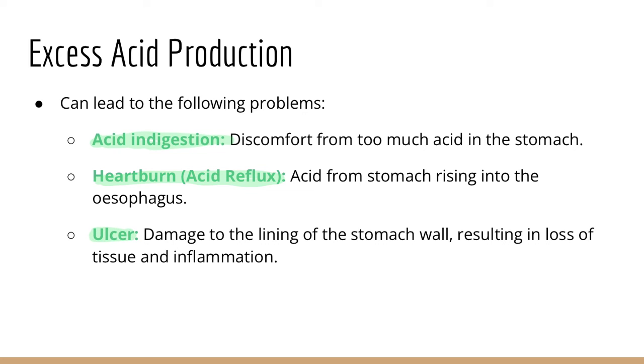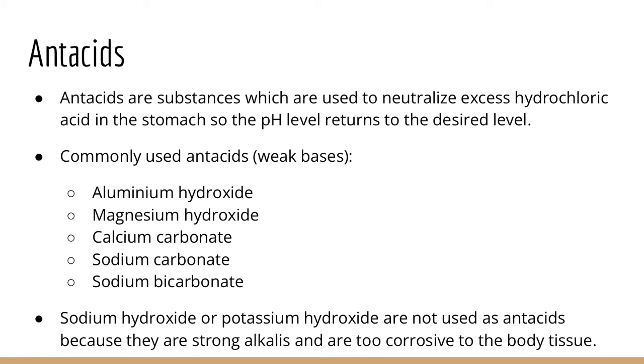And the other sort of problem that can arise from excess acid production are ulcers. And ulcers are direct damage to the lining of the stomach wall, which is going to result in loss of tissue as well as inflammation. So there are various antacids that you can take to help neutralize some of that excess hydrochloric acid in the stomach. And that's going to help bring the pH levels back down to the desired level.